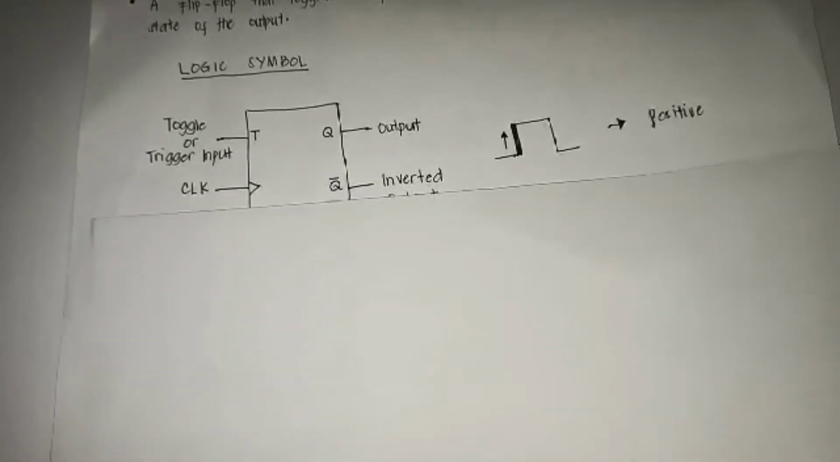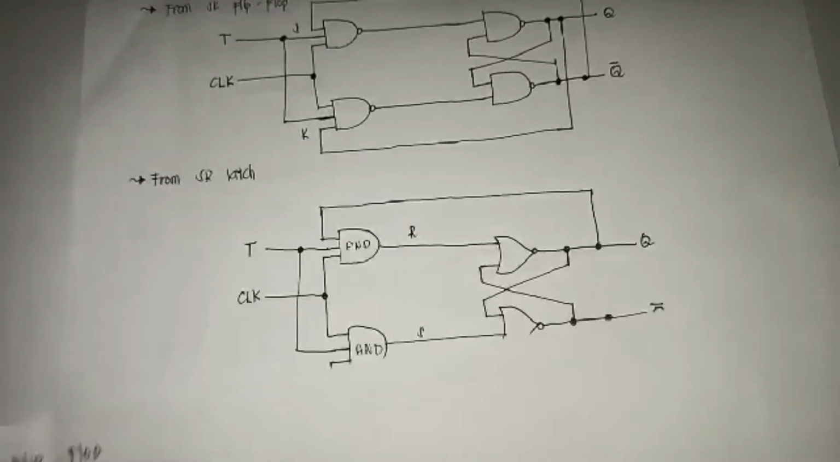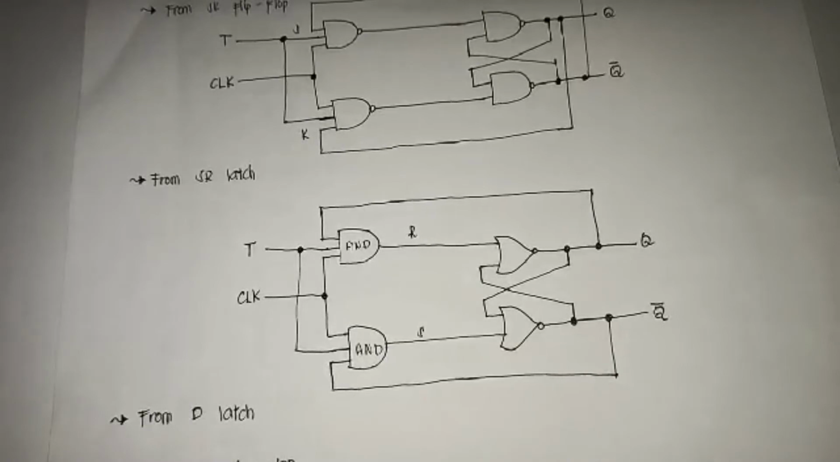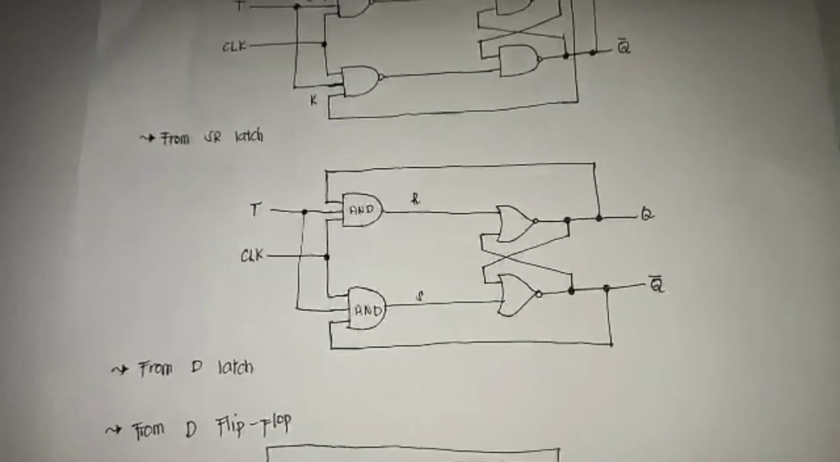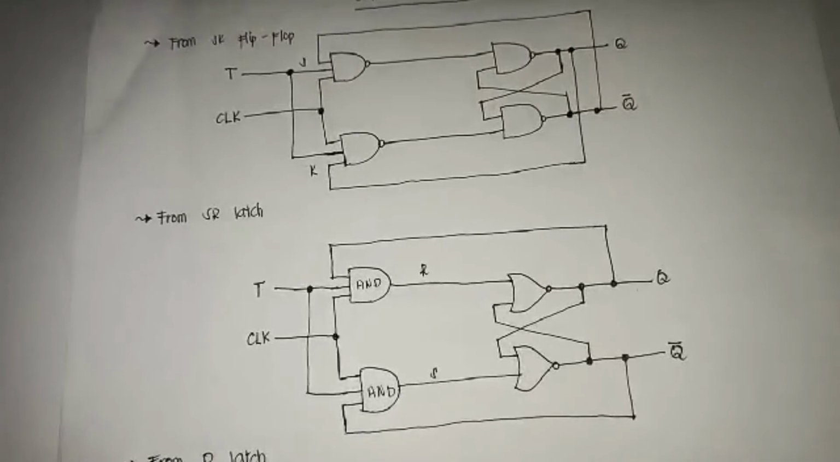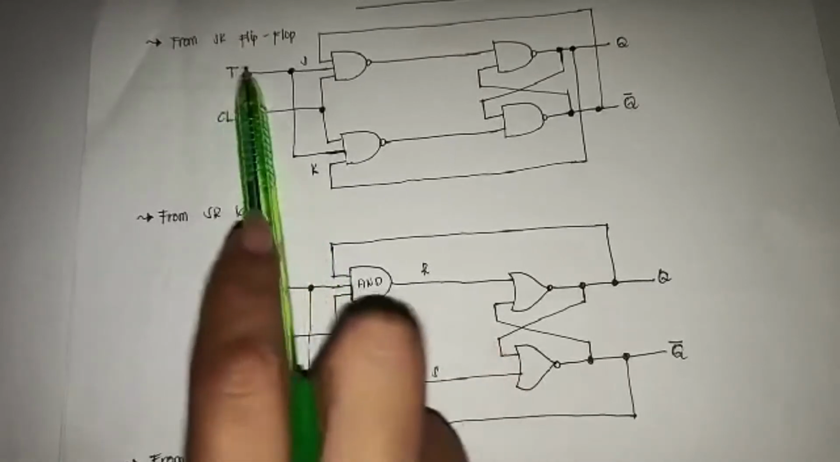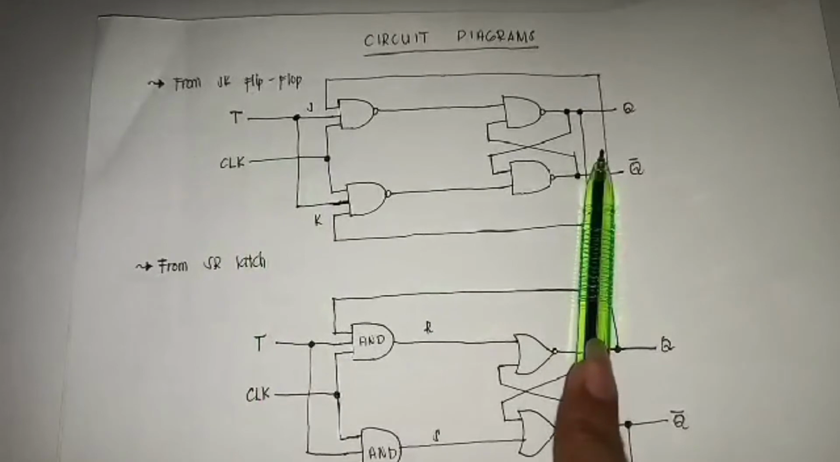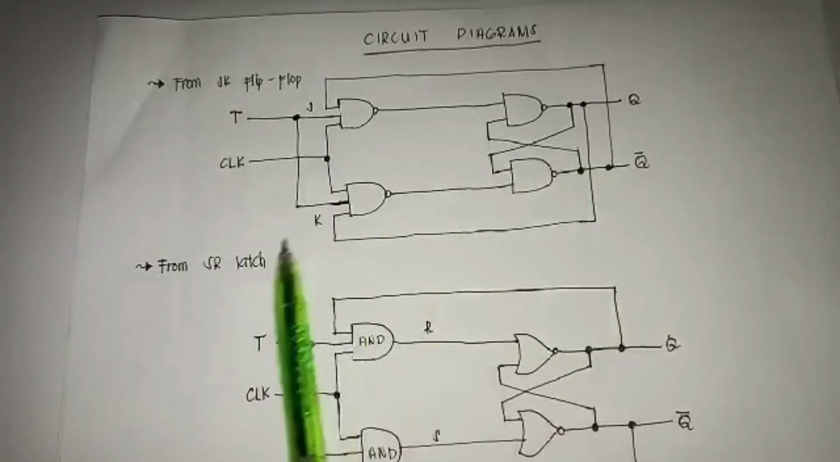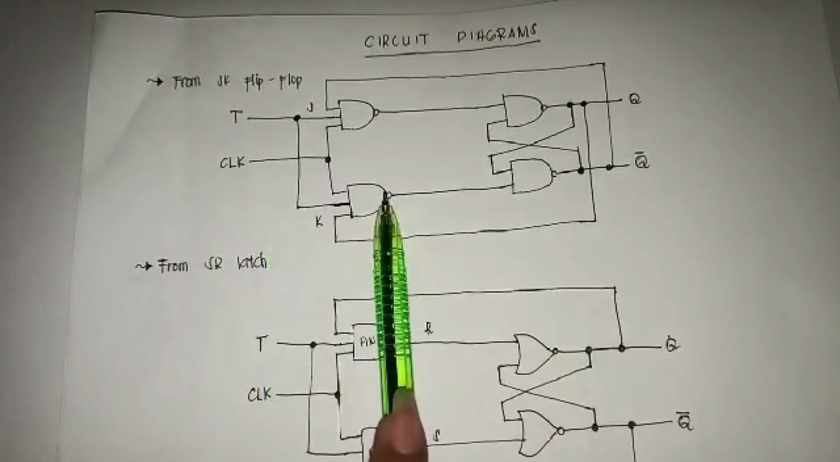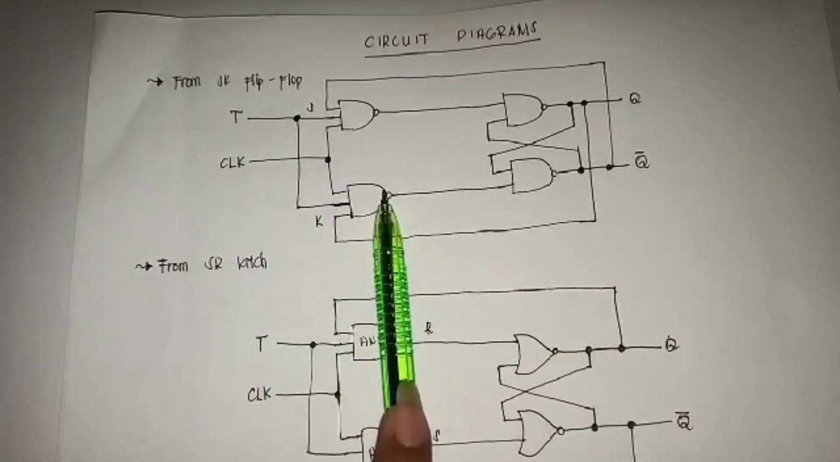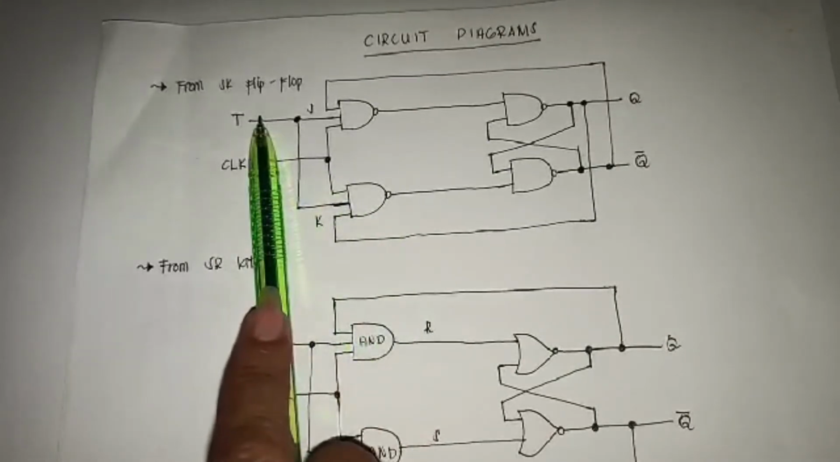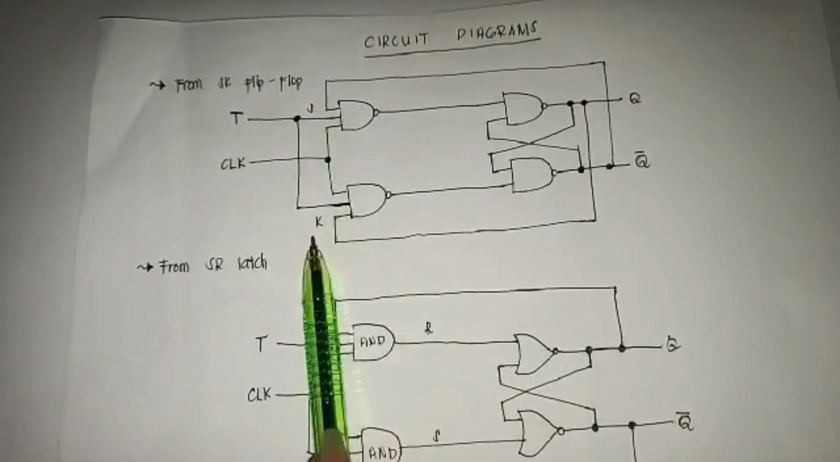Next, let me show you circuit diagrams, which are created from three different flip-flops as well. The simplest construction of a T flip-flop is with the JK flip-flop, shown in this first one here, because the J input and the K input of the JK flip-flop are connected together and provided with a T input, as you can see here.